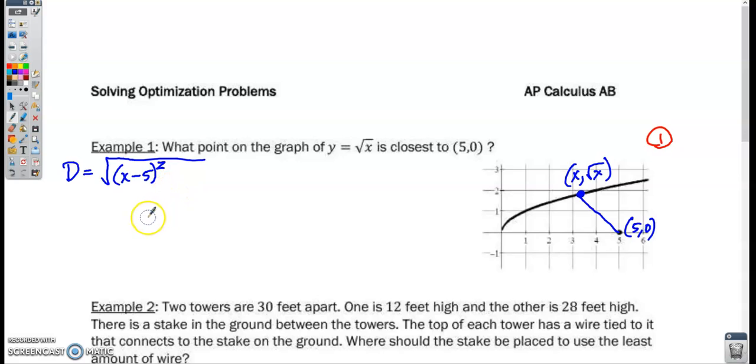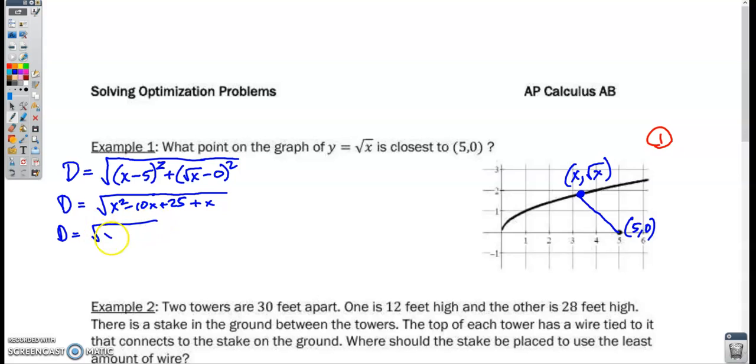The difference in my x coordinates plus the difference in my y coordinates. Simplifying this, we get d equals the square root of x squared minus 10x plus 25 plus x, or d equals the square root of x squared minus 9x plus 25. So there's a formula that represents the distance between the point 5, 0 and any point on the graph of y equals the square root of x. All right, so now we want to optimize this distance.